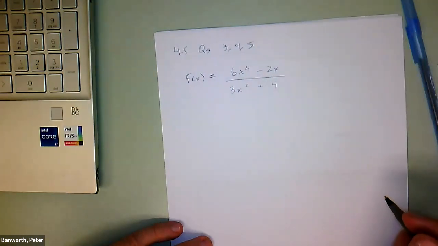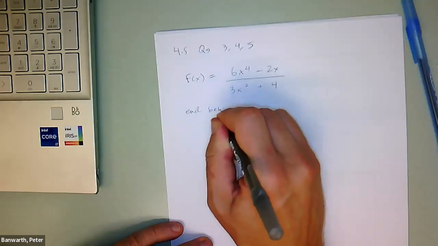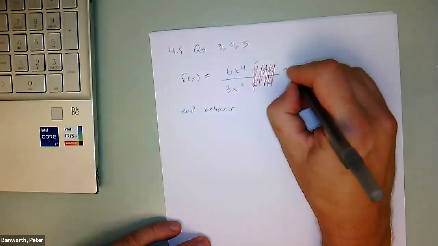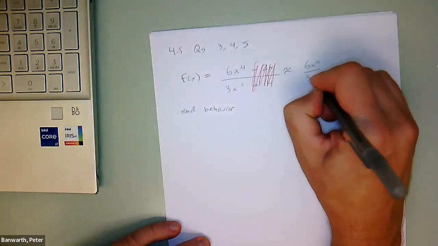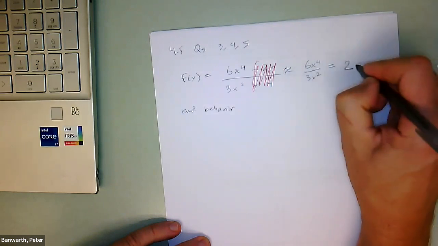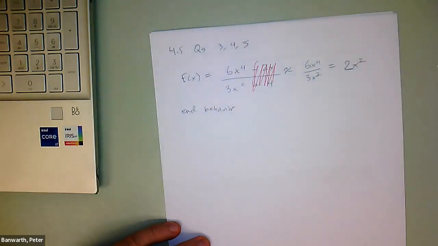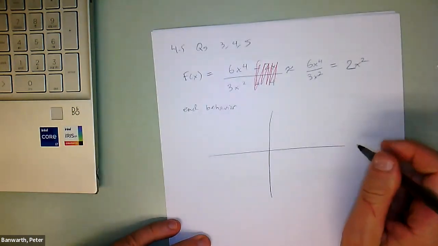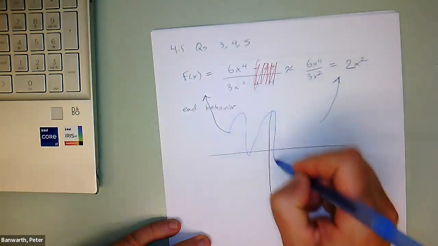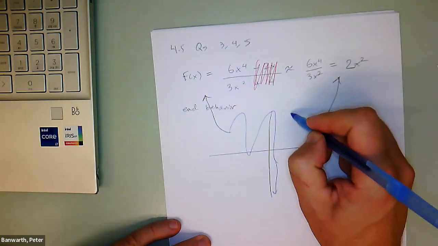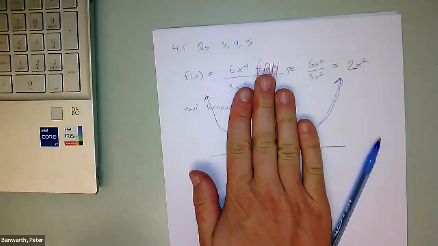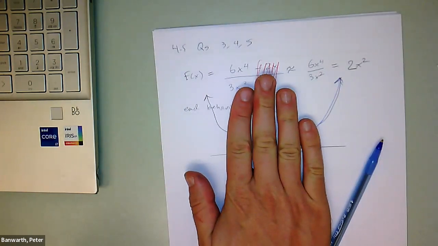All right, so for my end behavior, I'm going to scratch out all those extra terms. And I'm going to realize it looks kind of like 6x to the 4th over 3x squared, which I can simplify to be 6/3, which is 2, and x to the 4th over x squared is x squared. So I don't know exactly what my function looks like, but I do know once it gets through with all that interior behavior, there's an asymptote here, it's going to end up looking like 2x squared as I get way out towards infinity.